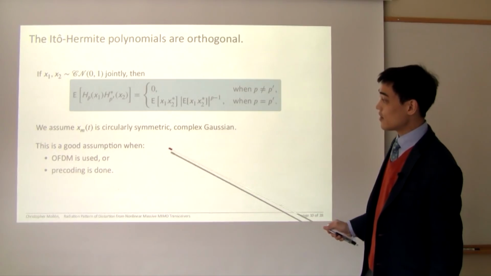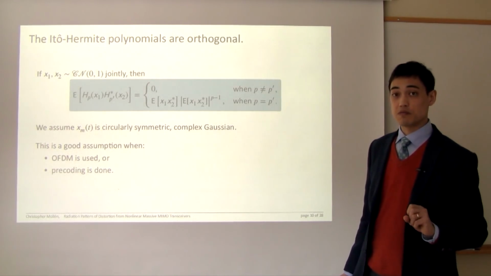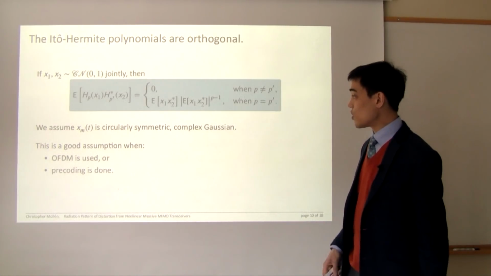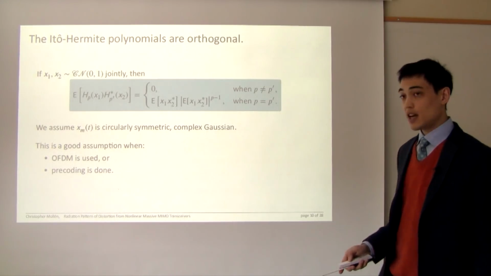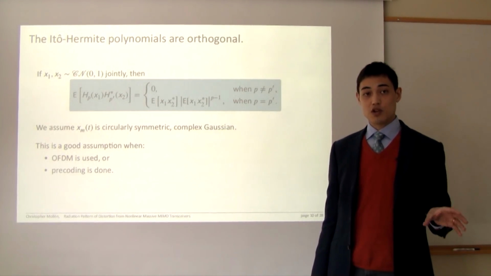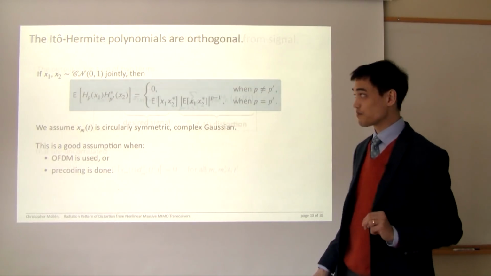If the signal is not Gaussian, then we would have to use some other kind of polynomial. But we will stick to complex Gaussian and the Ito-Hermite polynomials here. And now with the Ito-Hermite polynomial representation of the nonlinearity, we can do two things.